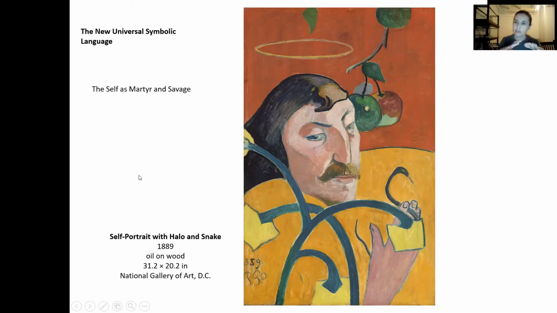So these binary, juxtaposing attributes present him as saint and Lucifer, Adam and Eve, visionary and savage, because the way that he paints is very much against the grain of 19th century painting.